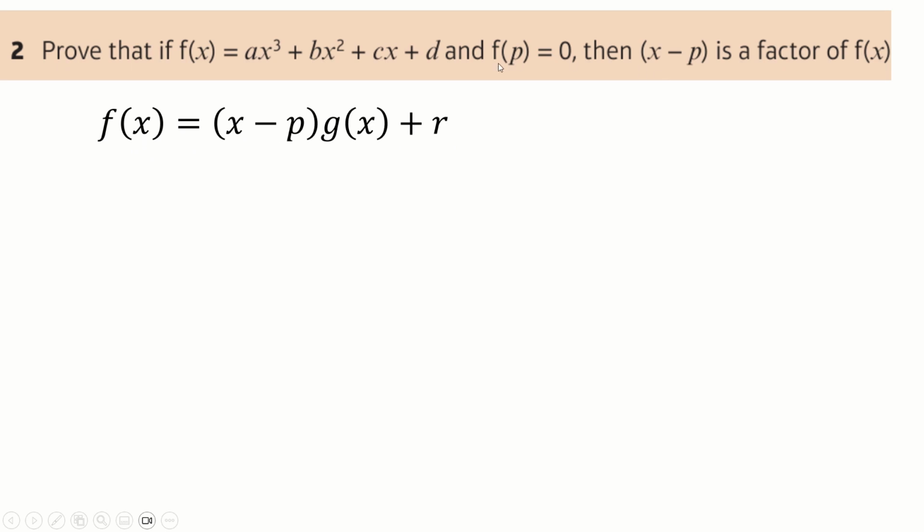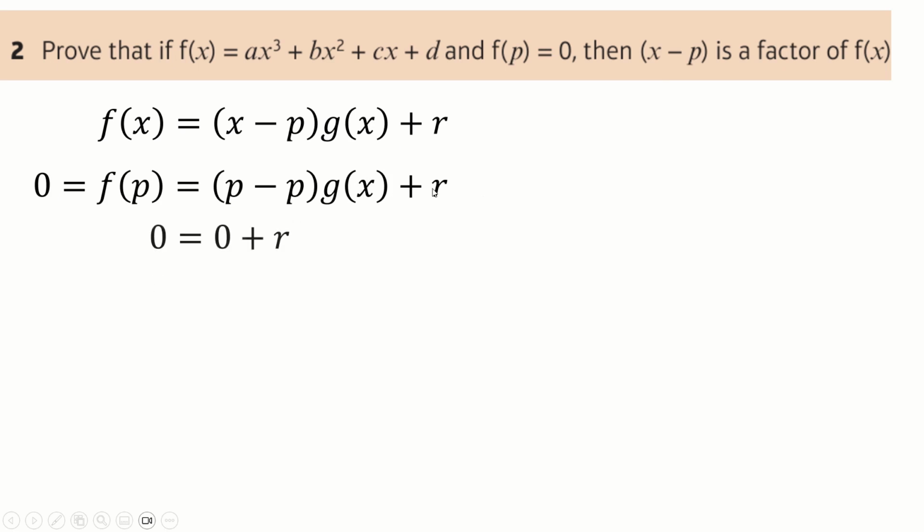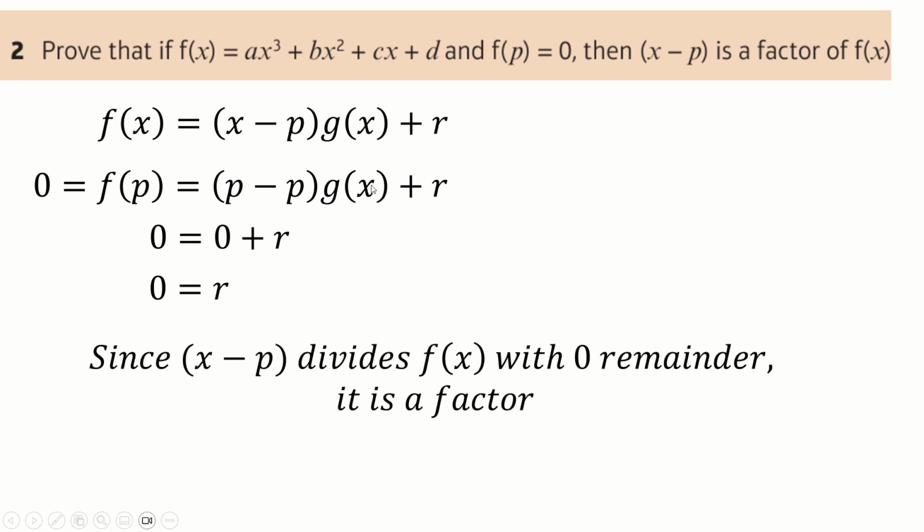But it's told me that f of p is 0. So, okay, 0 equals f of p, which equals p minus p times g of p, that should be a p, sorry, plus r. But of course, well, p minus p is 0, so all this goes away. So you just get 0 equals 0 plus r, which means r is 0. And so therefore, if the remainder is 0, that means that x minus p was a factor of this, because it's literally this times this makes this. So x minus p is a factor, because it divides with remainder 0, is the way that you can finish that off.